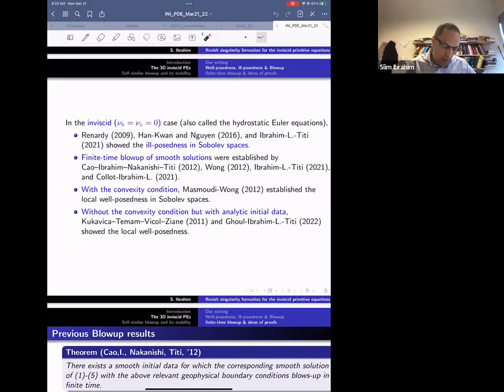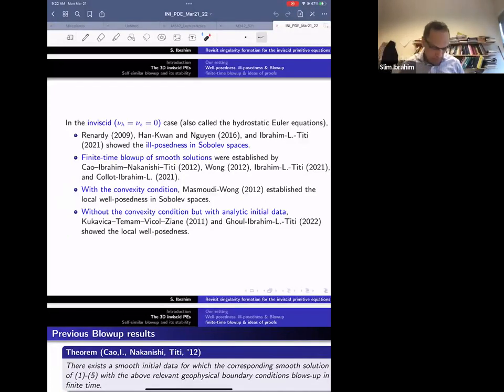This is if we don't assume any symmetry condition on the initial data. But there is another type of result about local well-posedness by Masmoudi and Wong from 2012, where if you assume some convexity condition on the initial condition, then they were able to show the local well-posedness in the scale of Sobolev spaces.